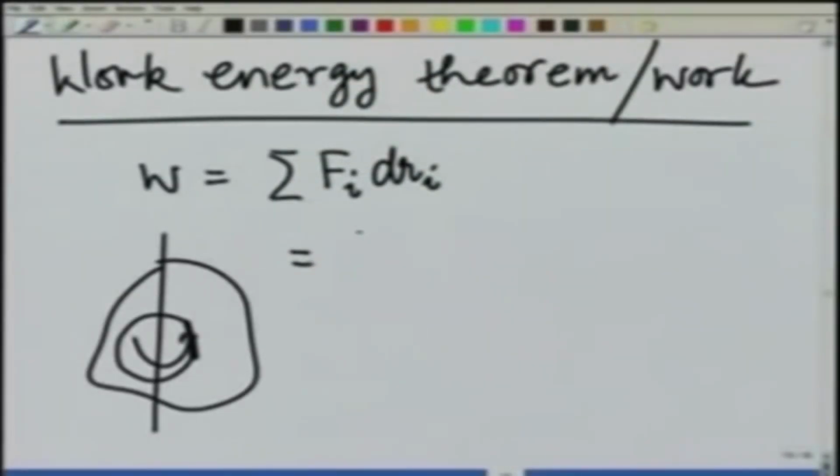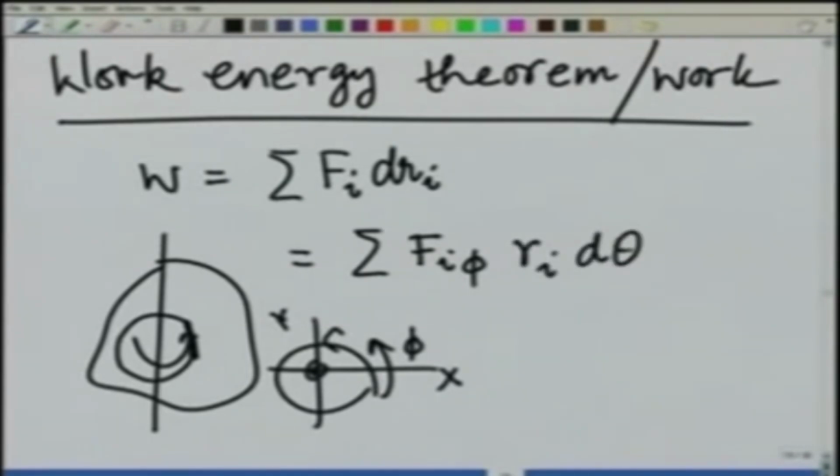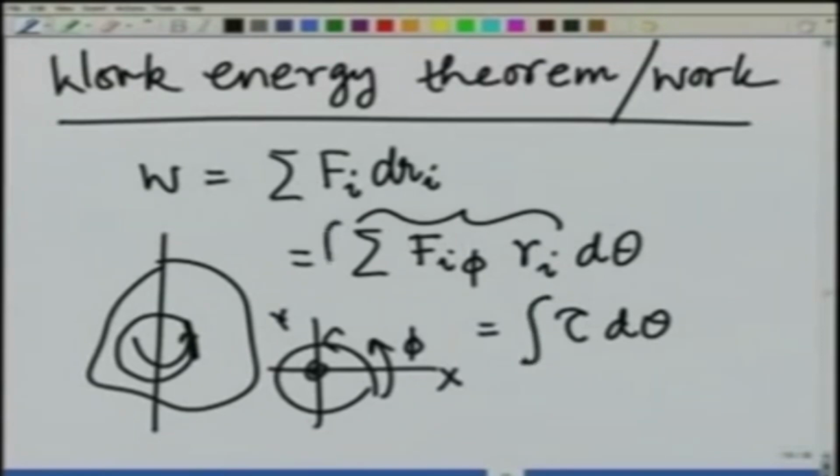So, I can write in this case summation F_i phi, where by phi I mean the phi direction in the sense of cylindrical coordinates; this is x, y, and this is the z axis about which this is rotating. F_i phi, distance is going to be r_i d theta, and this quantity is nothing but the torque. So, torque times d theta. This is going to be the partial work done. For full work I put the integration.